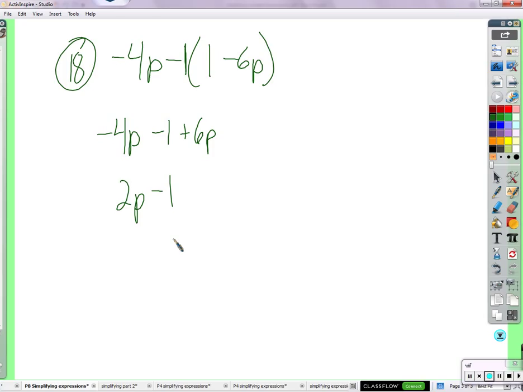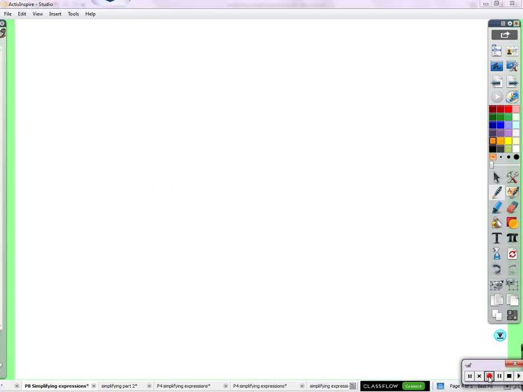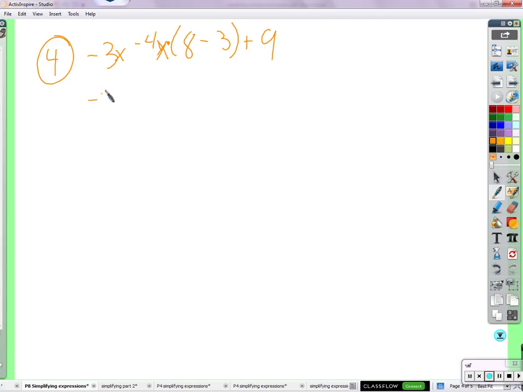There might be some writing or some printed stuff on the back of this one. So if I wrote any of that wrong, just let me know. It should be negative 3x minus 4x times 8 minus 3, plus 9. Okay. First things first, we're gonna distribute this negative 4x. We're not gonna take negative 3x minus 4x, right? Because we have this multiplied by that, and that would come before subtraction. So multiply first. So we'll go ahead and distribute that.